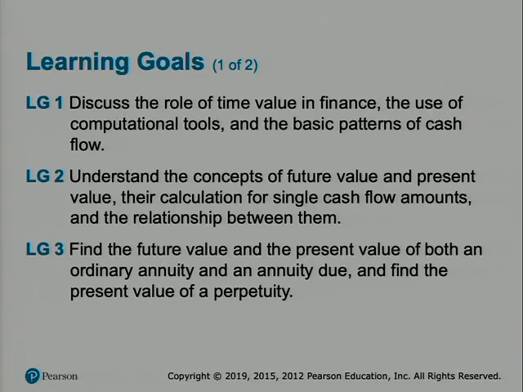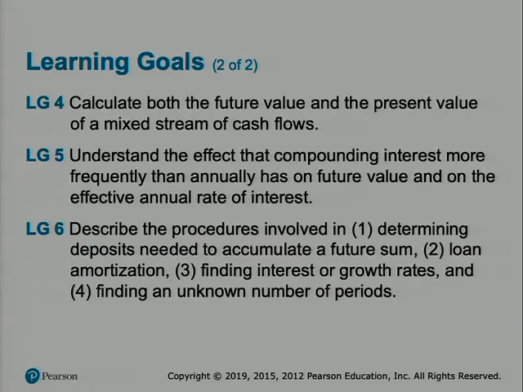So I'm going to talk about the concept of future value, present value, single cash flow, annuity cash flow, annuity due, ordinary annuity, perpetuity. Going to be talked about mixed streams of cash flows, compound interest. We had some of that last class. We talked about retirement, and I actually used the time value of money formulas in Excel to calculate that. The effective annual rate of interest, determining deposits you would need to accumulate a future sum. So say you wanted to have $100,000 in the future in 5 years, how much would you have to save each month? As well as a loan amortization or finding interest or growth rates or number of periods.